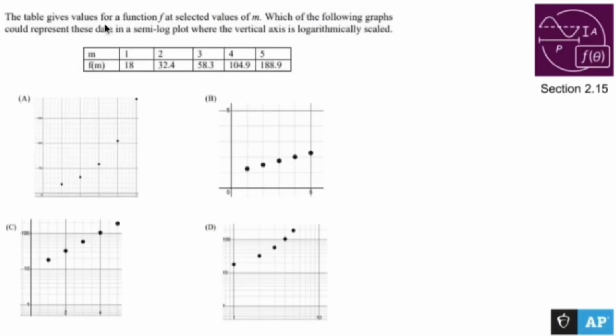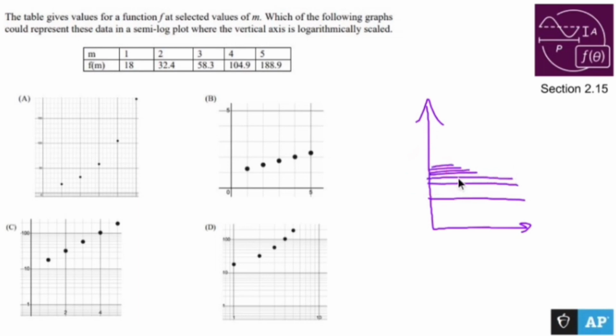The table gives values for a function f at selected values of m. Which of the following graphs could represent these data in a semi-log plot where the vertical axes are logarithmically scaled? That's a terrible word. All right, a semi-log plot basically takes a coordinate plane and makes it look different so that when you graph something that's logarithmic, you end up with a straight line. Basically, the vertical part of it has a straight line, and then it gets smaller, and then smaller, and then really small like that.